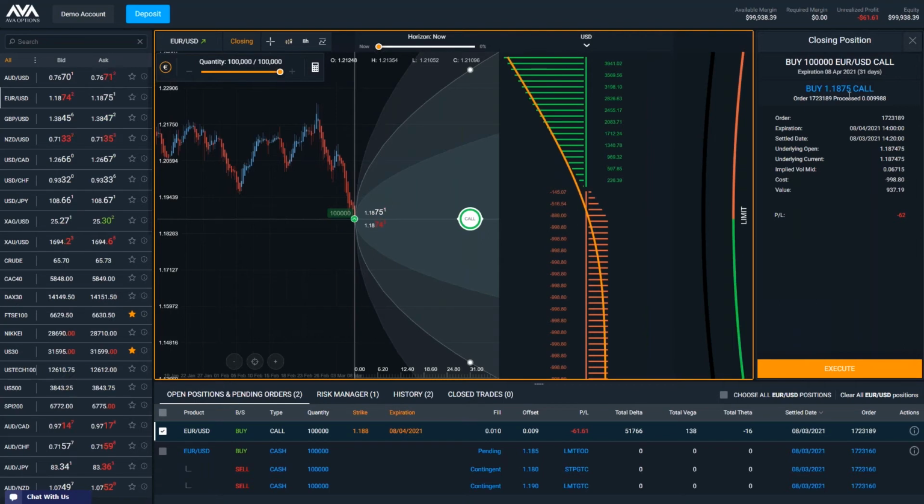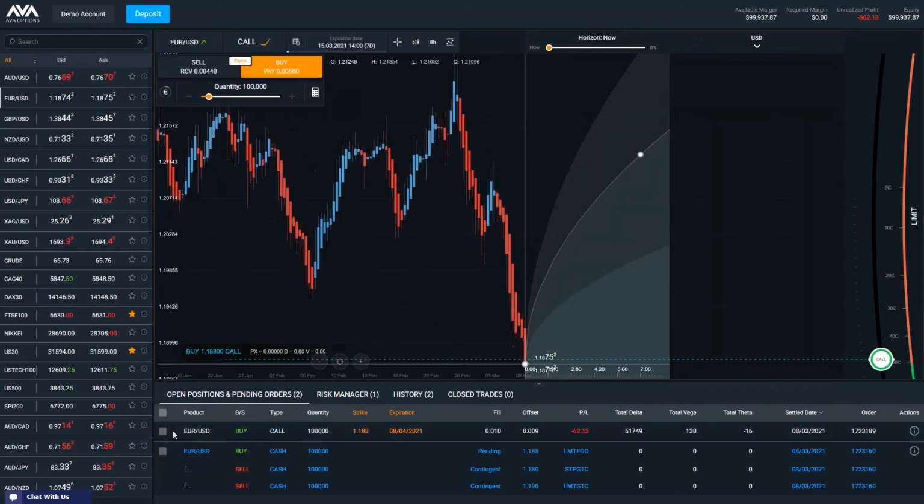It's a 118.75 call. You can see all the details like the expiration date, the settle date was when I traded it, where was the market when we opened it? Where's the market now? What's the implied vol? How much did it cost? What's it worth? And what's the profit and loss? So you can get all the details of the trade just by choosing it down at the bottom.